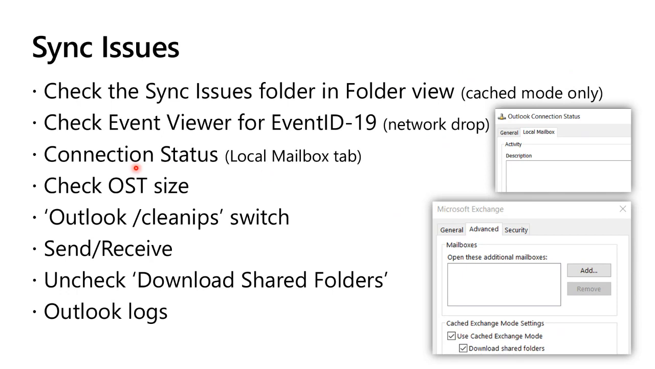Especially when it comes to sync issues, we could check the Local Mailbox tab. The connection endpoints I was describing earlier are on the General tab. Clicking on the Local Mailbox tab will show sync activities. And as discussed before, the OST size should also be considered. The .ost file is the offline Outlook data file that stores a synchronized copy of your mailbox information on your local computer.